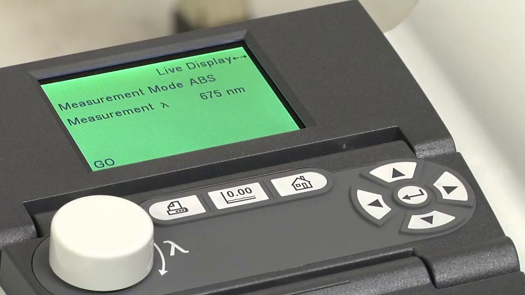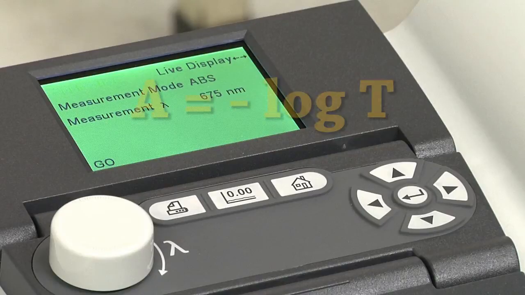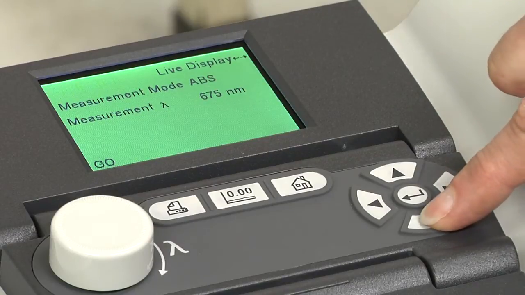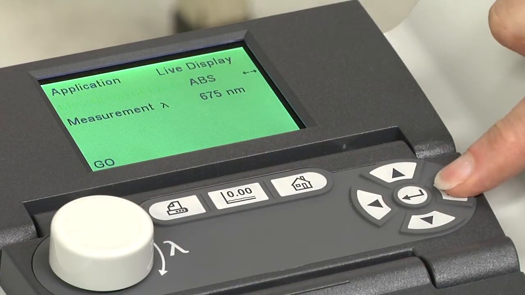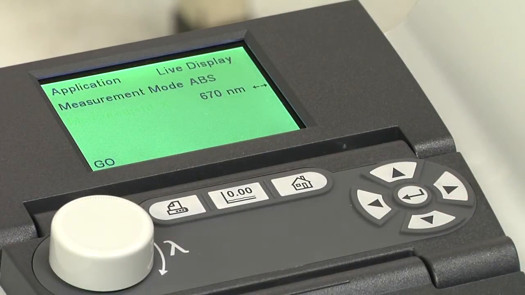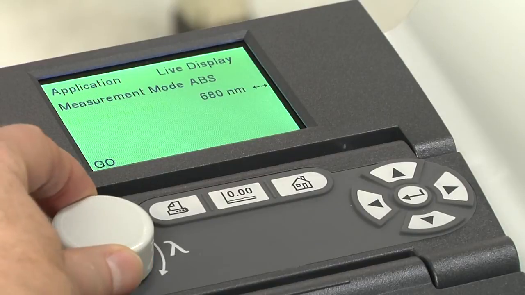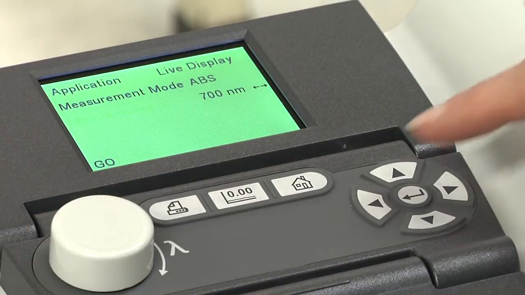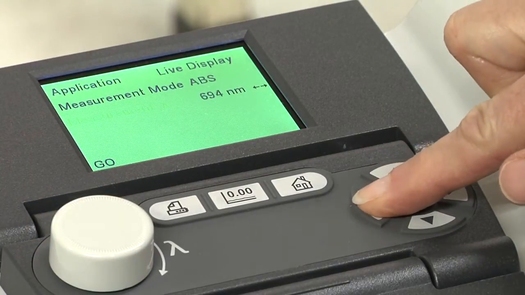Regardless of the application function, the measurement mode should be set to ABS, which stands for absorbance. Absorbance is the negative log of the percent transmittance. Use the arrows to set the proper measurement mode. The measurement lambda represents the wavelength the spectrophotometer will use. Use the arrows and the wavelength knob to set the required wavelength.